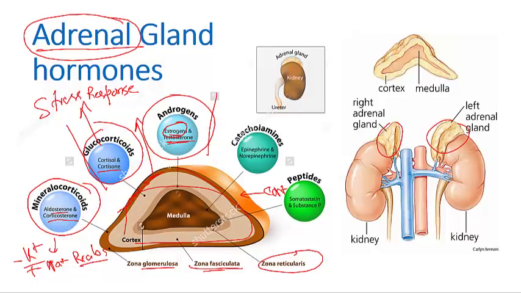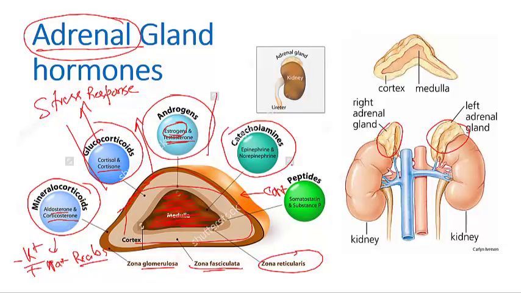Now, that's all about the cortex. If we go to the medulla, which is the center area, this part is known as the medulla area. There are hormones also secreted from the medulla. It secretes catecholamines and different sorts of peptide hormones.